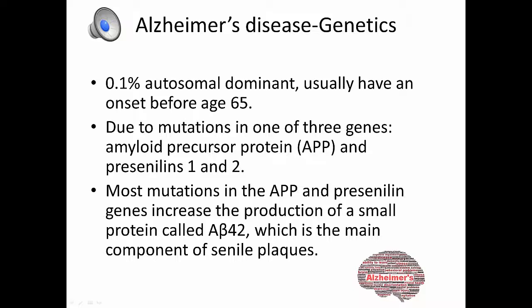Inherited Alzheimer's disease is very rare as an autosomal condition. The people who have the autosomal mutation in either the amyloid precursor protein or presenilins 1 and 2 usually have an early onset before the age of 65. Most mutations in the APP and presenilin genes increase the production of a small protein, which is the main component of the senile plaques.